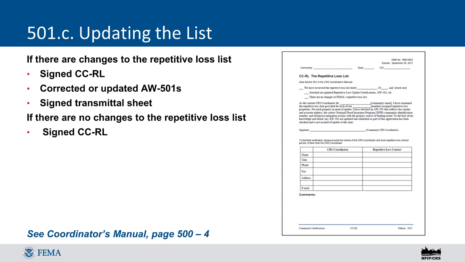During your cycle visit, you are going to be asked to update your list and then fill out what we call the CCRL form. This is a form signed by the coordinator. It does not need to be signed by the CEO. This form confirms with your specialist that you have submitted any corrected or updated AW501s and sent them in with your transmittal sheet. If there are no changes to your repetitive loss list, this is your opportunity to tell your specialist that you have no updates to submit for this cycle visit.